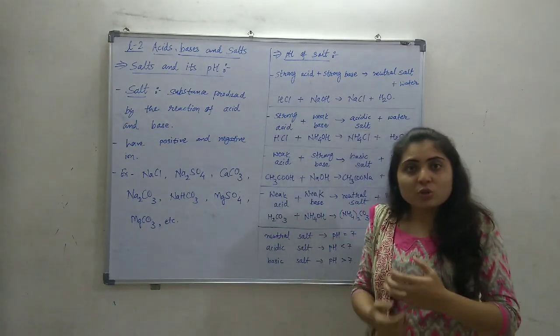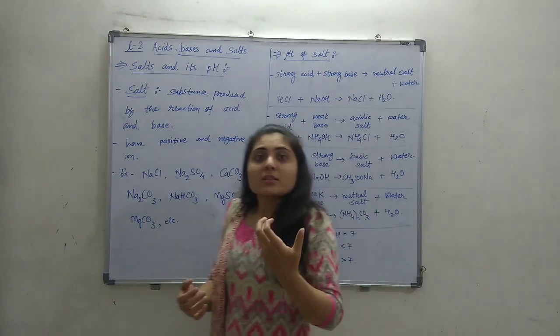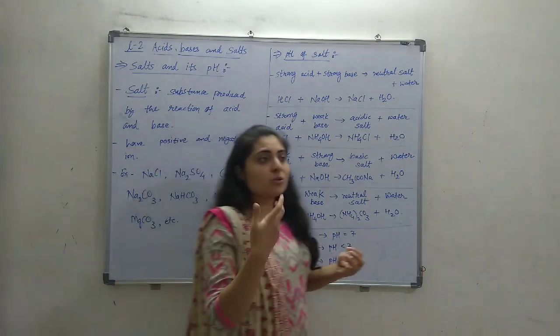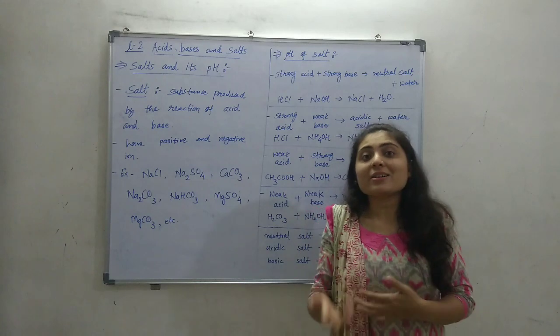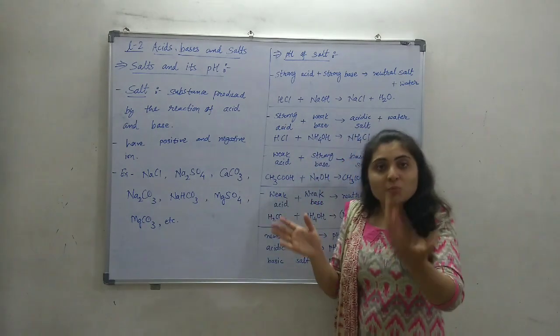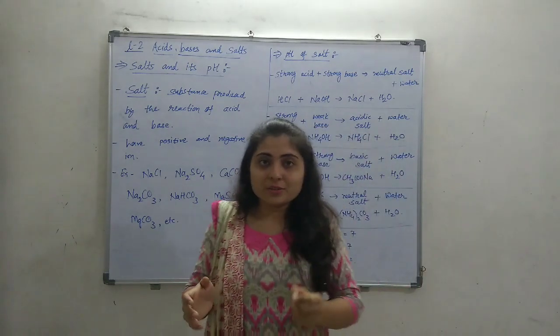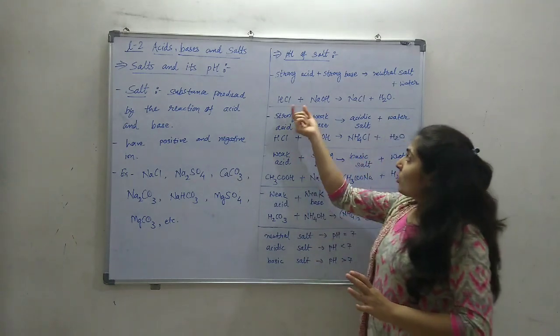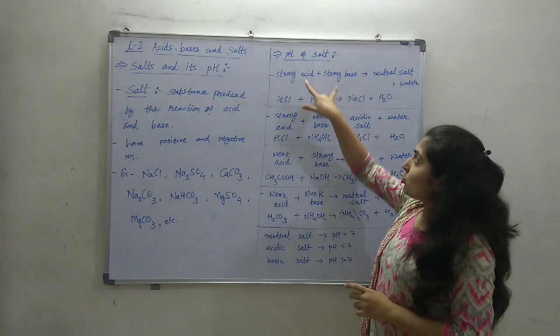What we can say, NaOH, KOH, Mg(OH)2, magnesium hydroxide, sodium hydroxide, potassium hydroxide, calcium hydroxide, they are strong bases. Okay? And ammonia is a weak base, so ammonium solution. So HCl reacts with NaOH, both are strong.